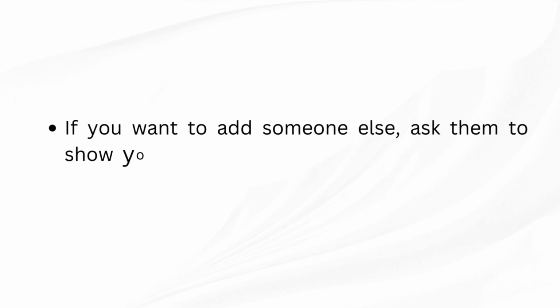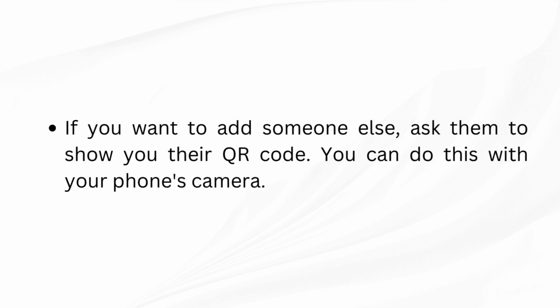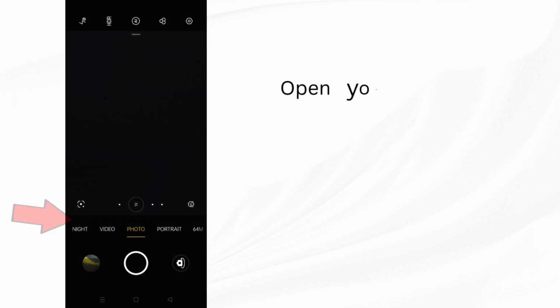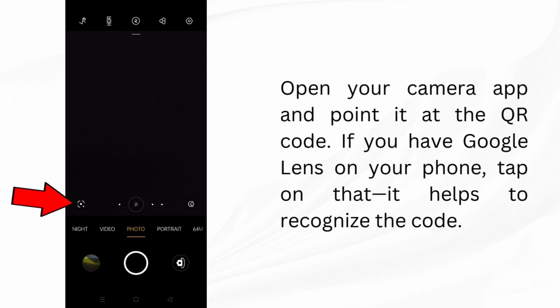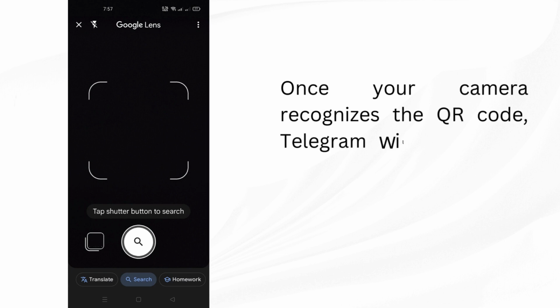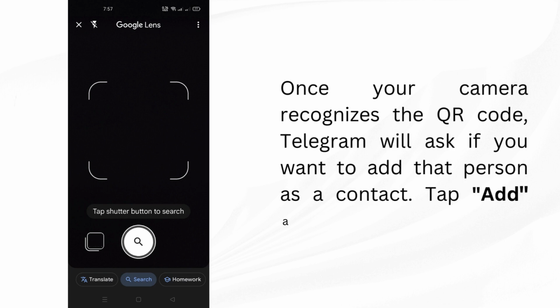If you want to add someone else, ask them to show you their QR code. You can do this with your phone's camera. Open your camera app and point it at the QR code. If you have Google Lens on your phone, tap on that. It helps to recognize the code. Once your camera recognizes the QR code, Telegram will ask if you want to add that person as a contact. Tap Add and you're done.